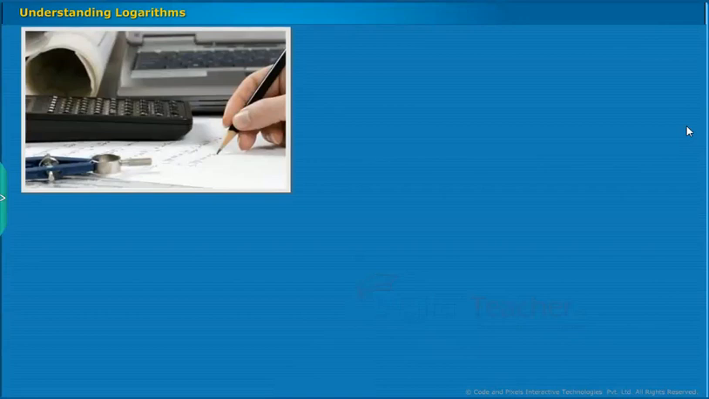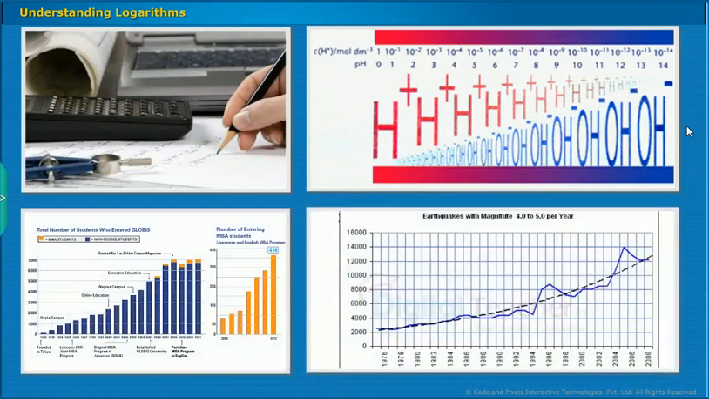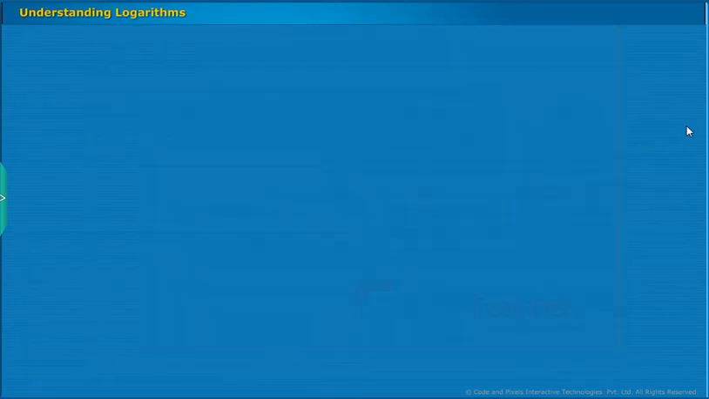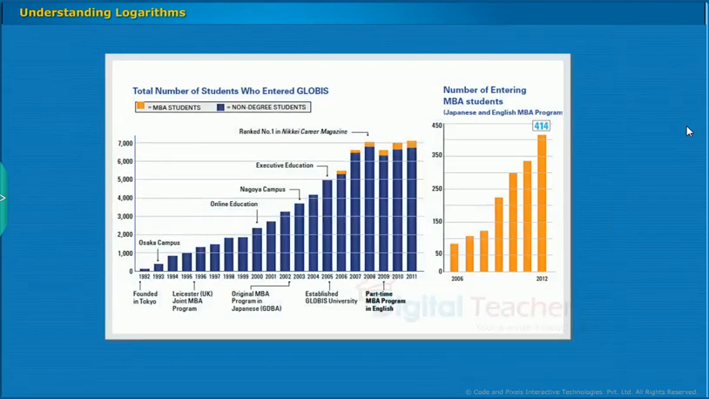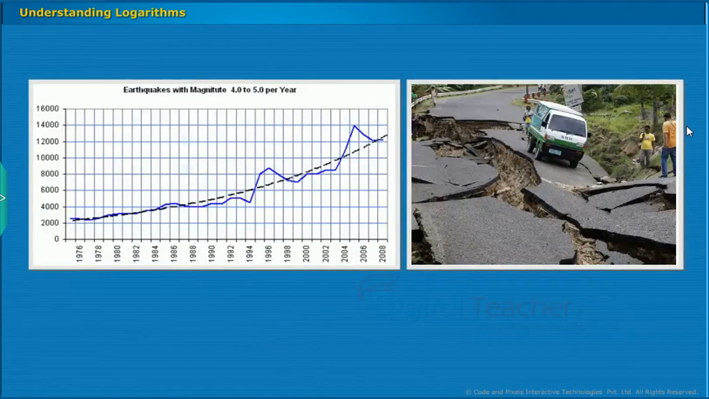Logarithms are used in calculations of engineering, science, business, economics, and also in calculating compound interest. Logarithms are used for all sorts of calculations in engineering, exponential growth and decay, pH value in chemistry, measurement of the magnitude of earthquakes, etc.